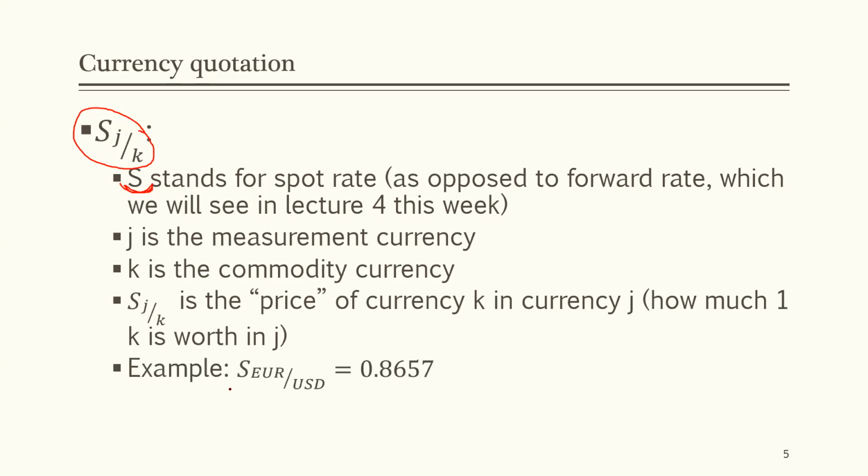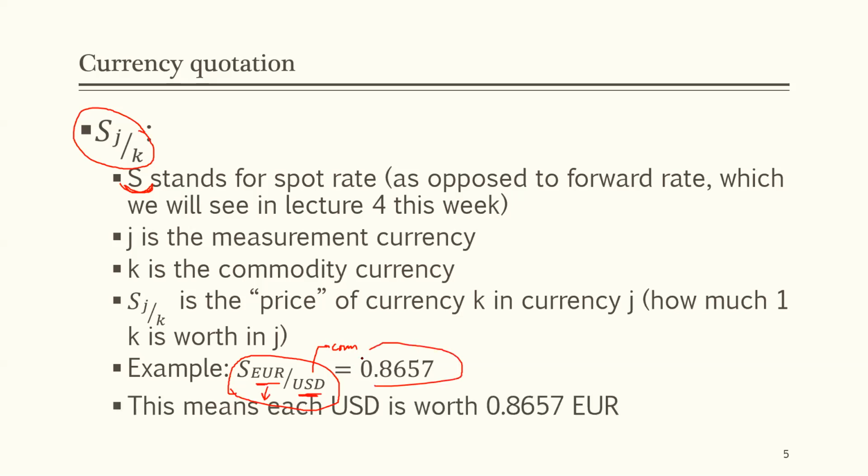As an example, if I look at the spot rate between the euro and the USD, I'm looking at the euro over the USD rate. In this case, the USD is my commodity, which means I'm trying to price the USD, and the euro is my measurement currency. So this is the unit of pricing, okay? This number here, 0.8657, tells me the value of each USD in terms of the euro. So each USD is worth 0.86 something euro. Does that make sense? This will come in handy later on when we look at the calculations in the tutorial, okay?